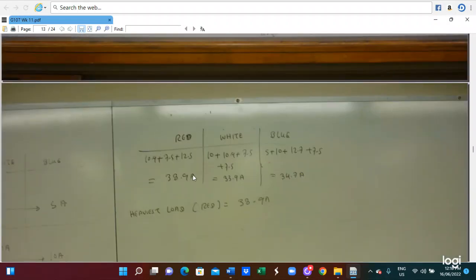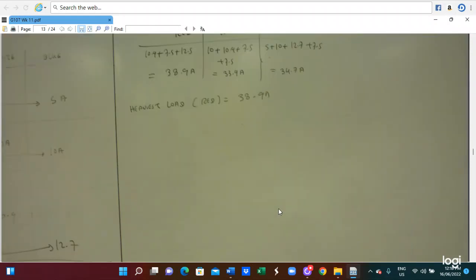Then we add all the currents together. So we get the red phase current, white phase current, and blue phase current. In this case, the red phase has the highest current. We select 38.9 ampere.